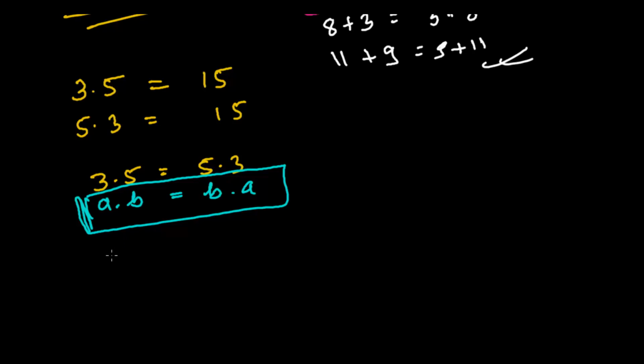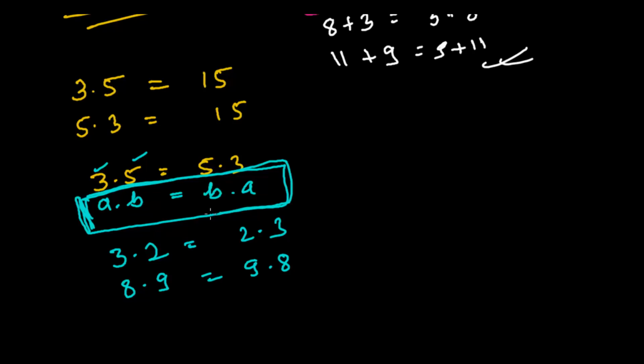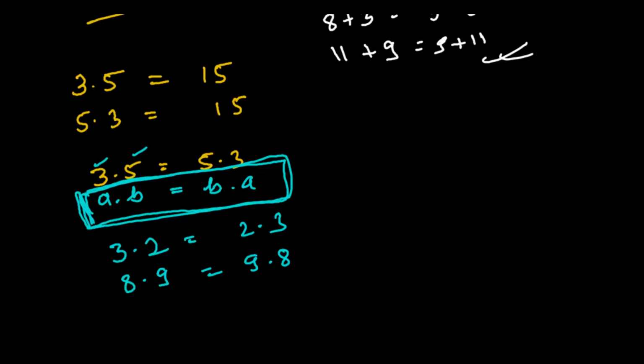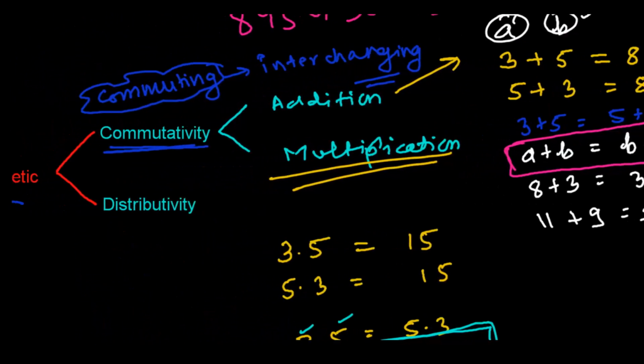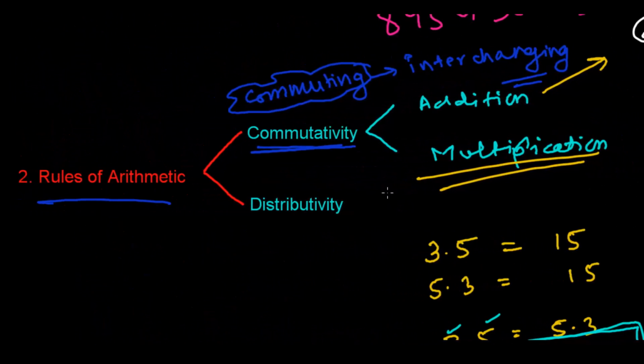So it can be 3 times 2 equals 2 times 3, or it can be 8 times 9 equals 9 times 8. It is not just for the 3 and 5. It is for 3, 2, it is for 8, 9, for any number, for any digit. That's what I'm generalizing here. So in arithmetic also, algebra plays a very great role, and it will help in our real life later on. So see, algebra is very powerful.